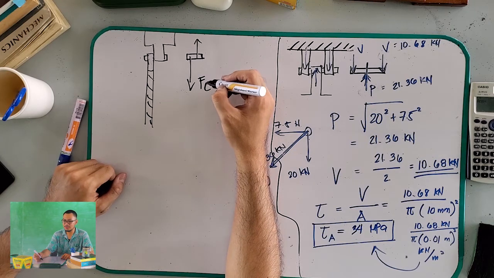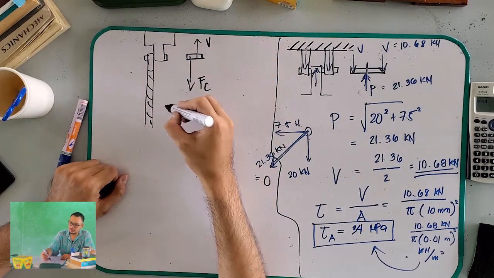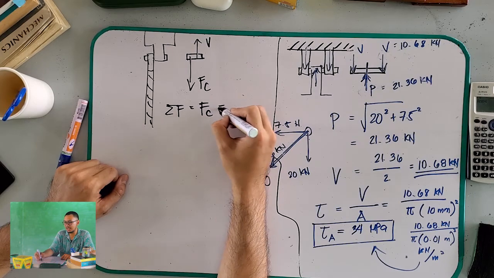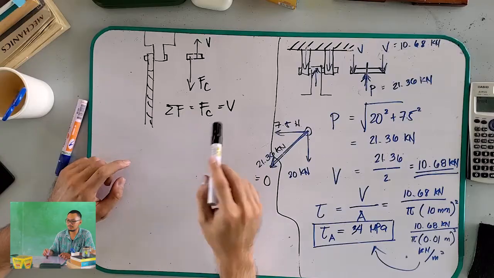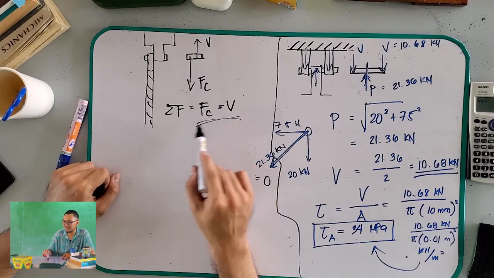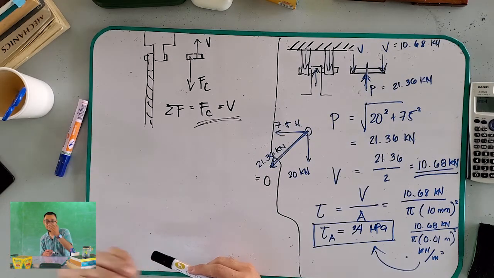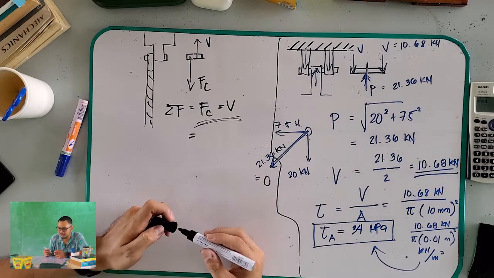FC. And let's call this one your V. So, to achieve equilibrium equations, FC should be equal to V. Again, so that it is in equilibrium. Okay? So, it is direct. You no longer need to use x and y, because if you use x and y, you will get confused, because of the angles. So just make them equal directly. Because actually, they have the same magnitude.